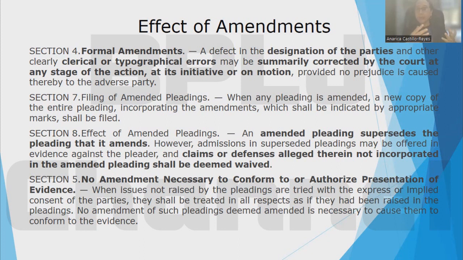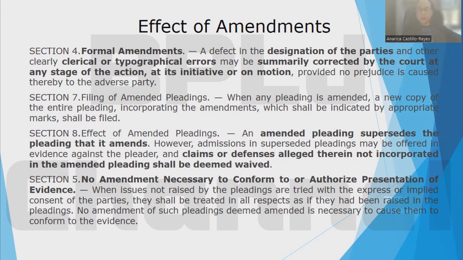When any pleading is amended, a new copy of the entire pleading incorporating the amendments, which shall be indicated by appropriate mark, shall be filed. So the amended portion will be highlighted either by underscore or by italics or by making it bold. Now, what is the effect of amendment in the pleading?